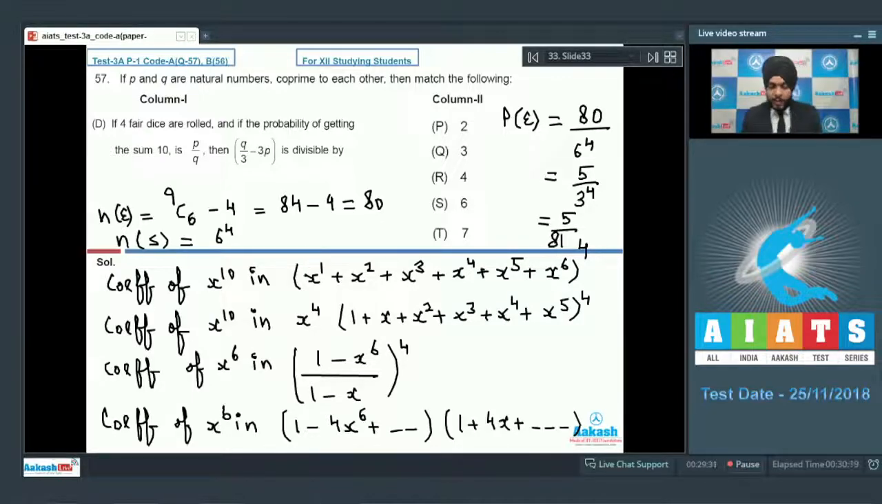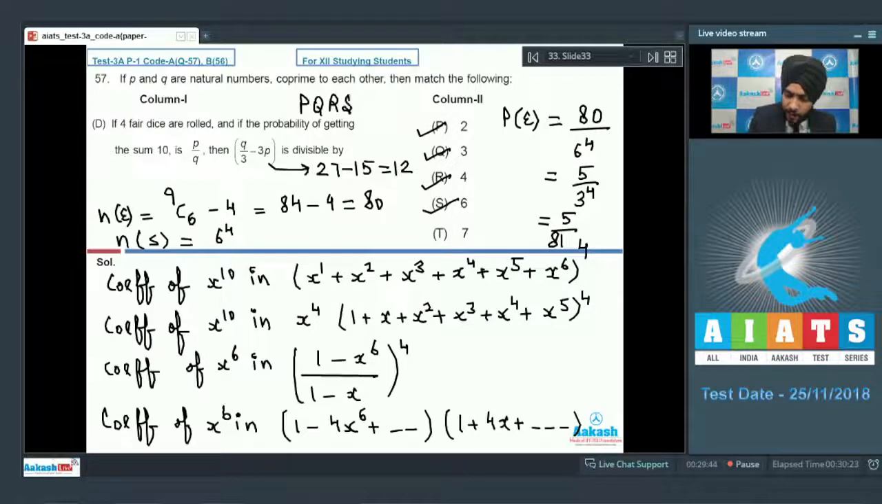Now Q by 3. Q is 81. Q by 3 is 27. Minus 3P is 15. So this is 12. 12 is divisible by P, Q, R, S. So PQRS is the correct match for the last question, that is question number D. Okay. Let us move forward to the next section that contains integer type problems.